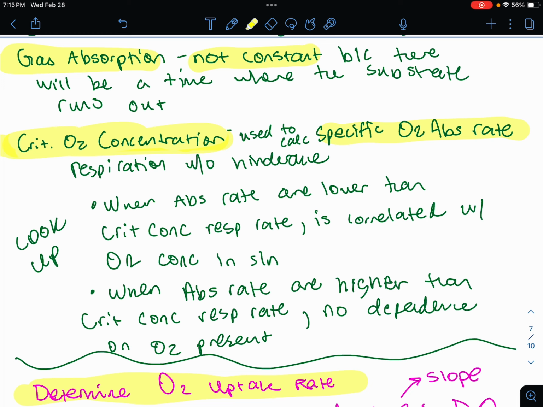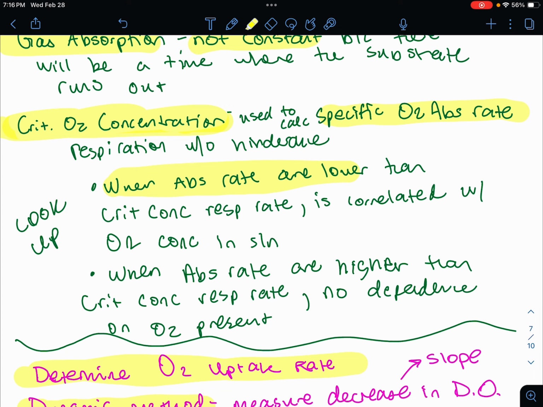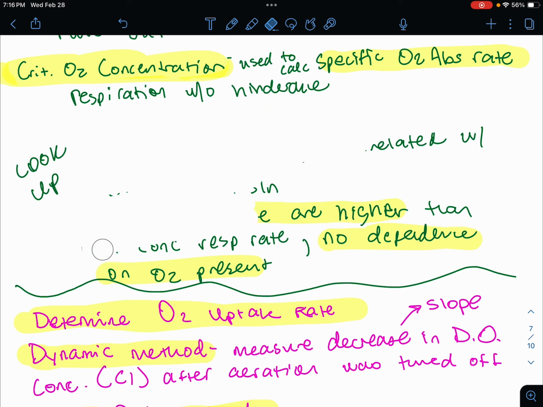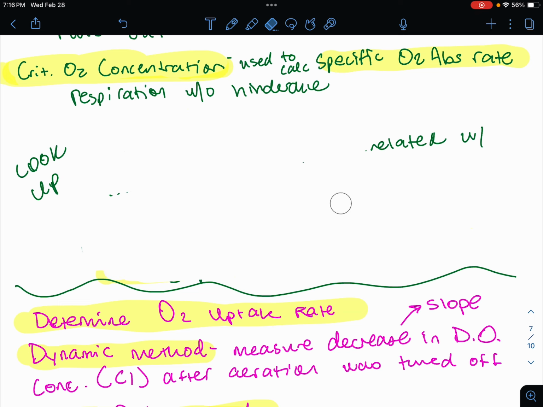So when the oxygen absorption rate is lower than the critical concentration respiration rate, the respiration rate is correlated with oxygen concentration in the solution. When the absorption rate is higher than the critical concentration, then there is no dependence of the respiration rate on the dissolved oxygen. That means it doesn't matter how much oxygen is present in that situation. So let me erase this and we'll try to go over that again, because even in lecture I was really confused about it.